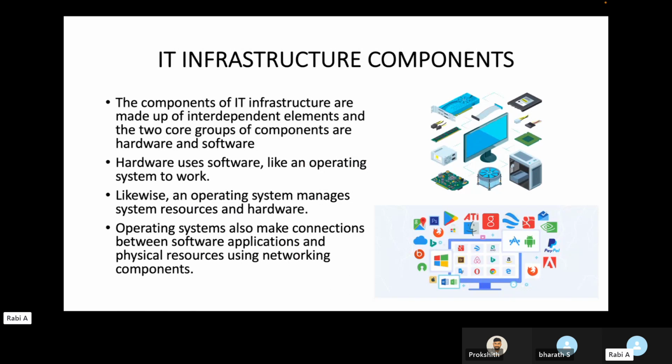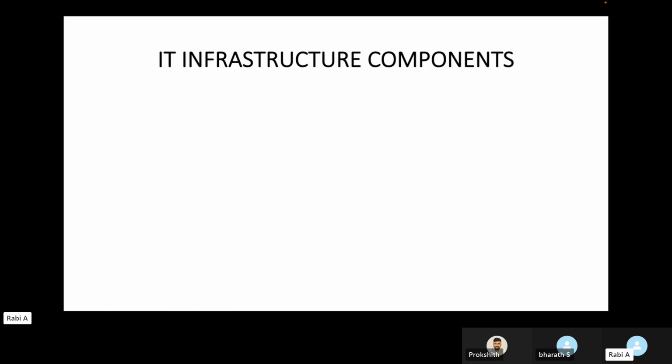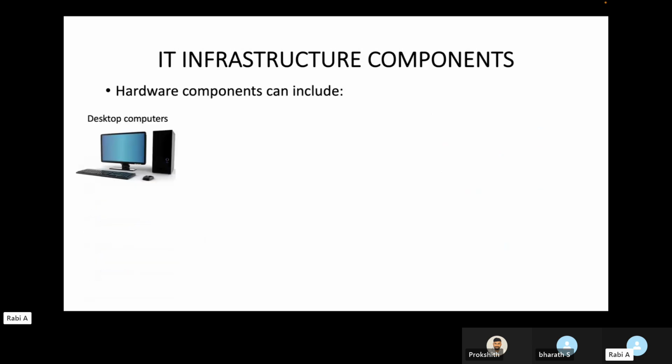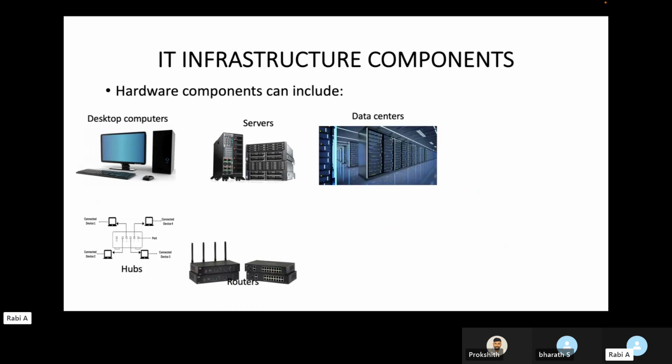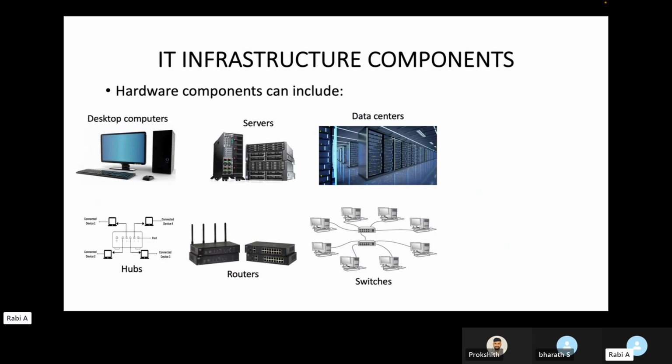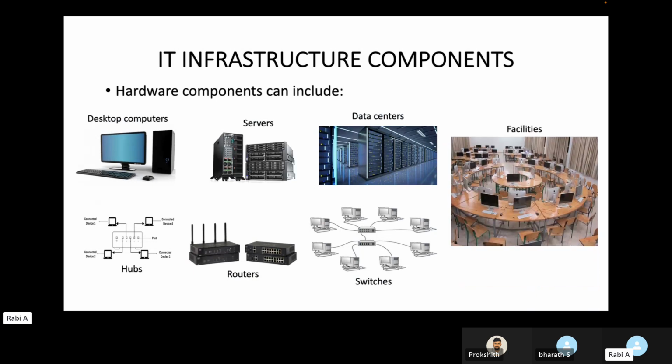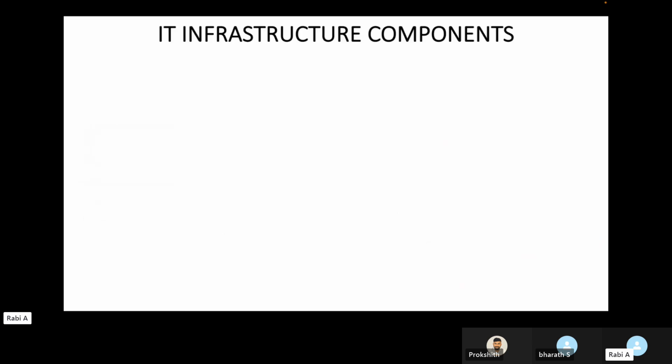So operating system also makes connections between the software applications and the physical resources using networking components. So this operating system, which is also a kind of software that we have, it acts as a middleware between my hardware and the applications that I want to run, right? So hardware components can include your desktop computers, your servers, your data centers, your network hubs, your network routers, your network switches, and your physical facilities. Right? So all of these, we can call as your hardware components.